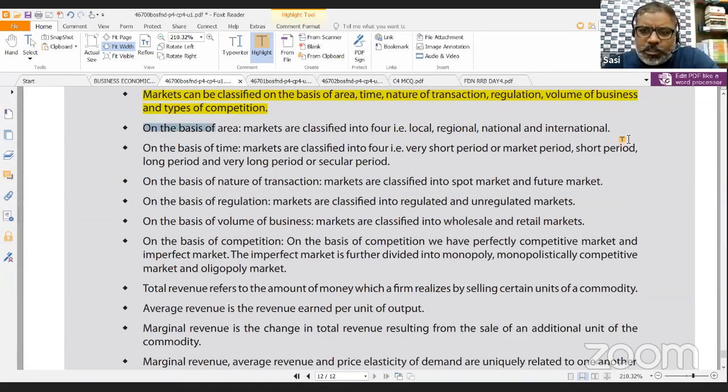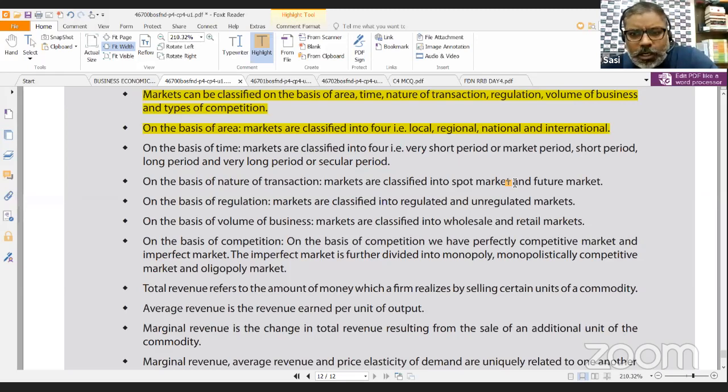Let us say on the basis of area, how can we generally classify them? Into local markets. The small local kirana shop to which we go and buy our groceries is an example of a local market, or a vegetable shop at the end of our street is a local market. Regional markets could be related to a particular city or a state or a particular district. For example, for a district, let us say the agricultural market, mandi, is an example of a regional market.